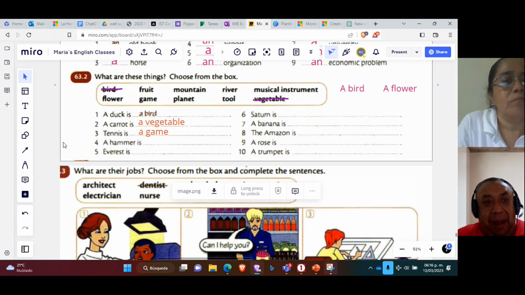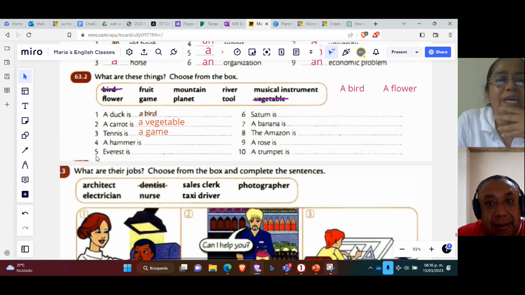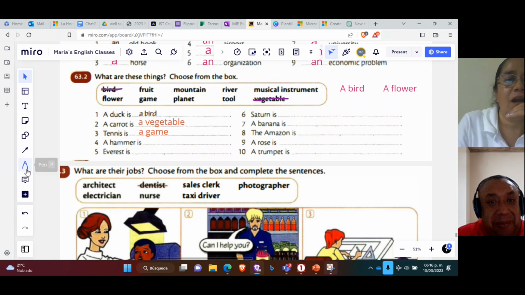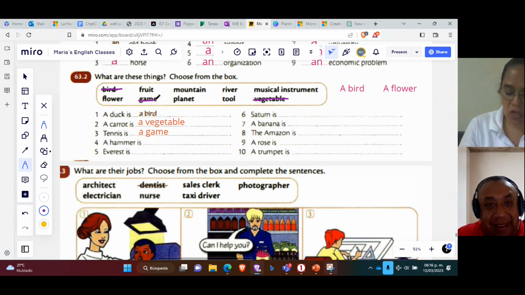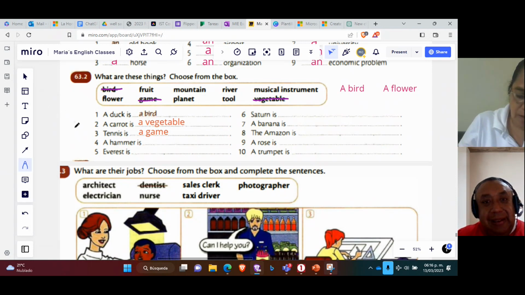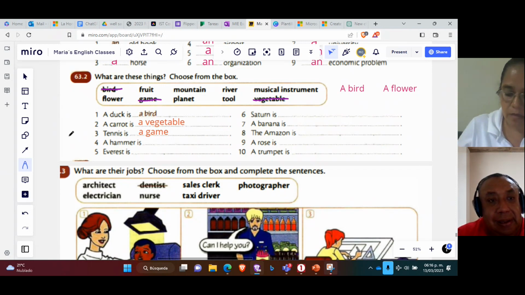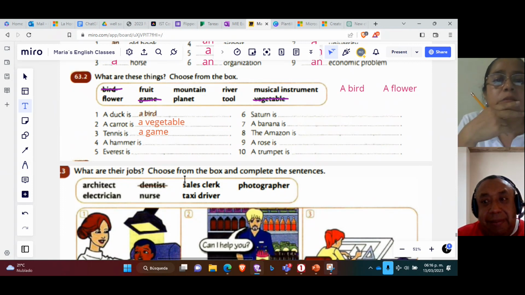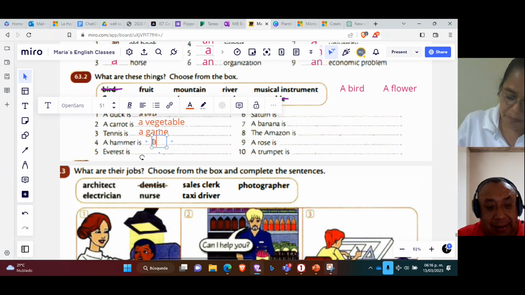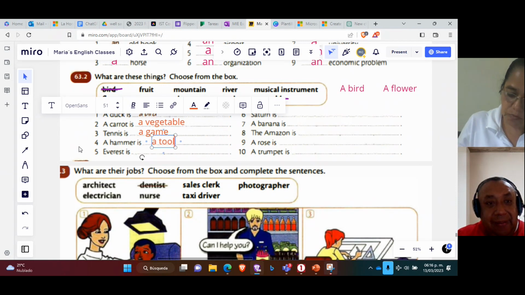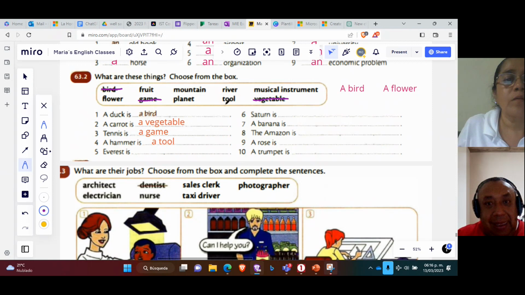¿Qué será, Mari? A hammer. No sé qué es hammer. Martillo, Mari. Martillo. Ahí póngalo usted. Martillo. ¿Qué será, Mari? Es. Bien. ¿Herramienta? Tool, exactamente. Is. A tool, ¿no? A tool. Okay. Bien, Mari. El Everest, Mari, es una montaña.